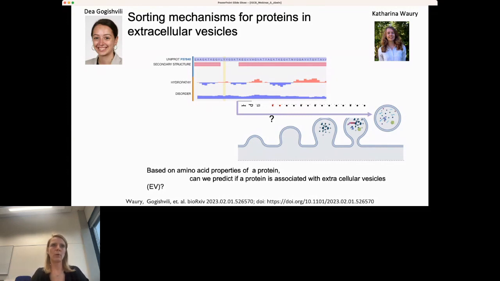Now the prediction problem here is as follows. So we take in a sequence, and we also take several features such as secondary structure and disorder and hydrophobicity. And then we try to predict if it ends up in an extracellular vesicle or not. So this is your input data. The output data is whether it's in an extracellular vesicle or not.